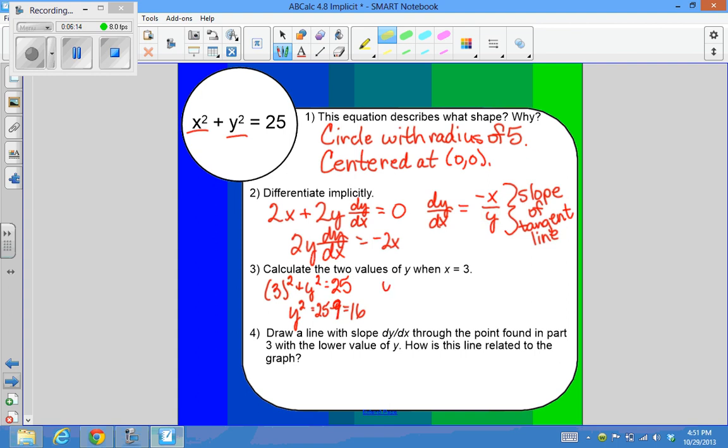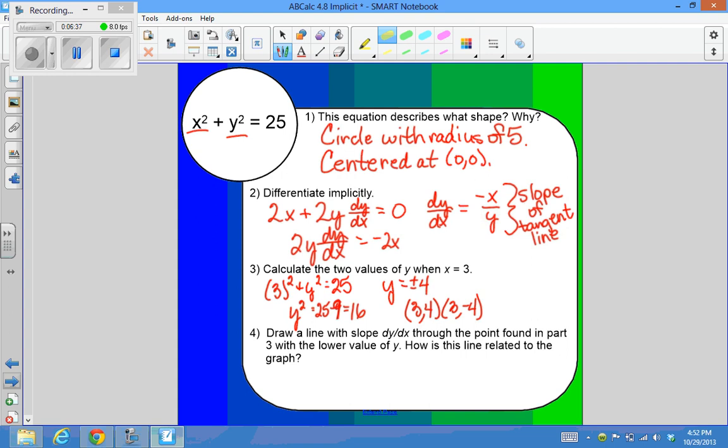And so your y value then is plus or minus 4. Okay, those are your two y values when x is 3. You've got an ordered pair 3, 4, and you've got an ordered pair 3, negative 4, where you will have tangent lines. That's what we're fixing to get to. Okay, those are 2 points, both of them on that circle.